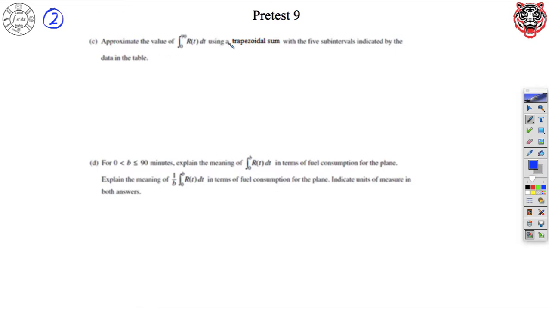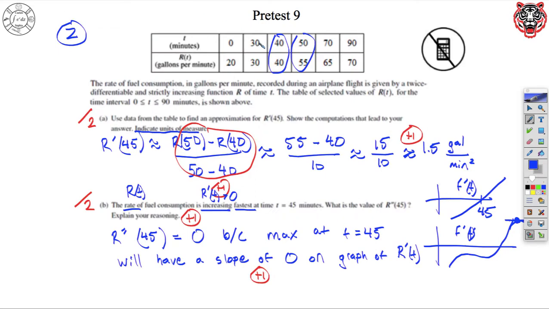All right, we need to approximate this using a trapezoidal sum. So let me write out the beginning. The integral from 0 to 90 of R(t) dt is approximated by the trapezoidal sum. Trapezoidal sum means that I'm using the distance between here and here, which is 30, and I'm taking the average of these two, which is going to be 25. I'm going to take the distance between here and here, which is 10, distance between here and here, 10, distance between here and here, 20, distance between here and here, 20, and I'm taking the average of each of these.